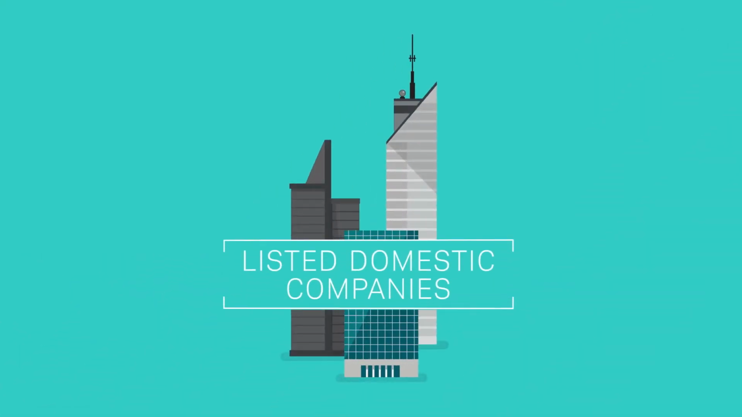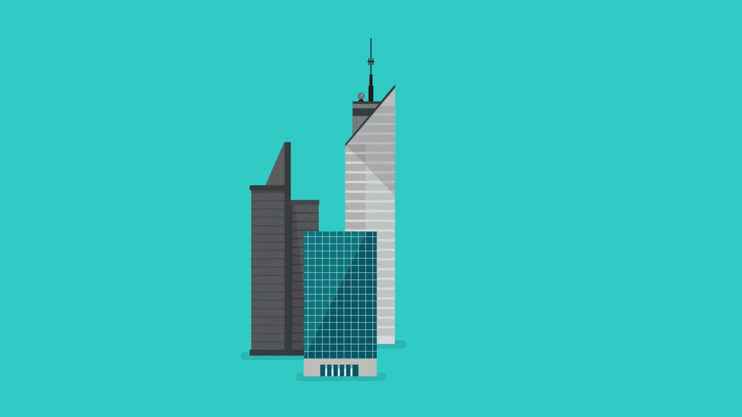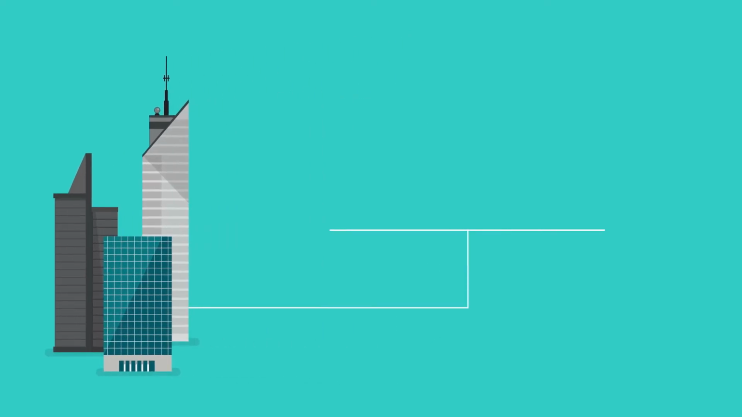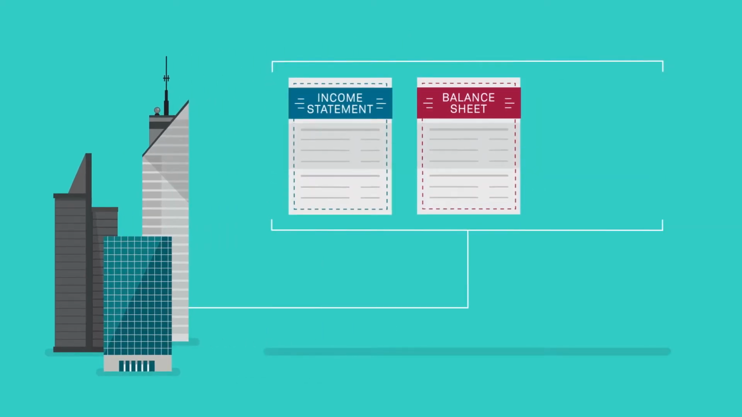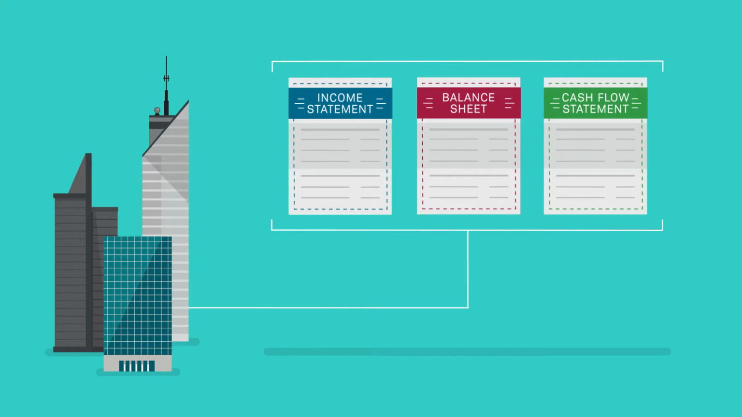Every publicly traded company in the U.S. has to produce three main financial statements each quarter: income statement, balance sheet, and cash flow statement. Let's look at each in a little more detail.